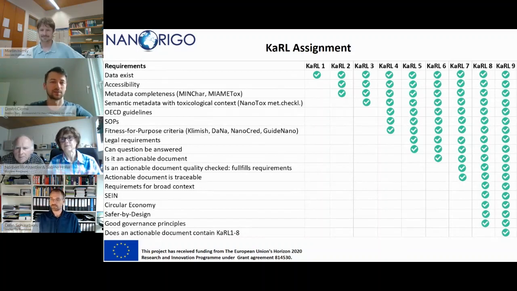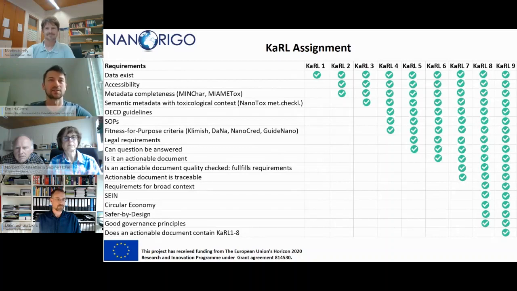It is KaRL 1 just because, as all of you know, materials and methods refer to metadata, and since it is lacking, we cannot assign it to KaRL 2. So it has to be KaRL 1 just because data exist, but they are not really complete. Now this is for the warm-up.